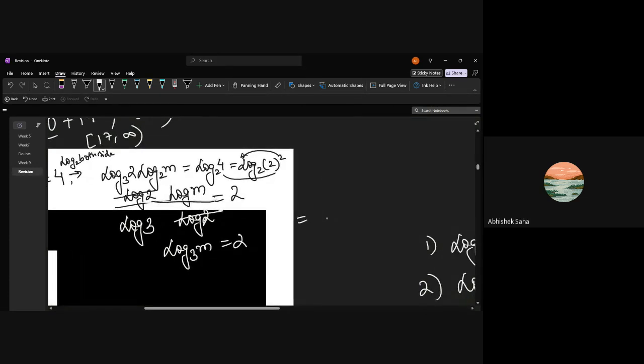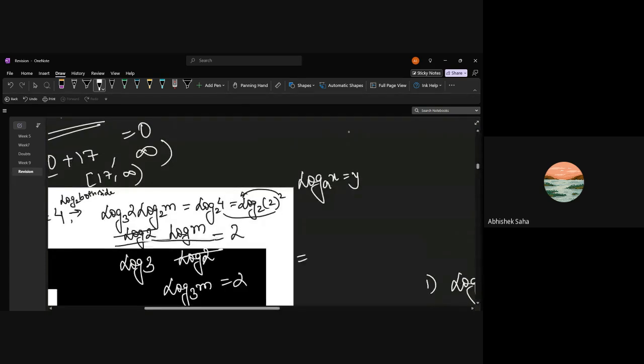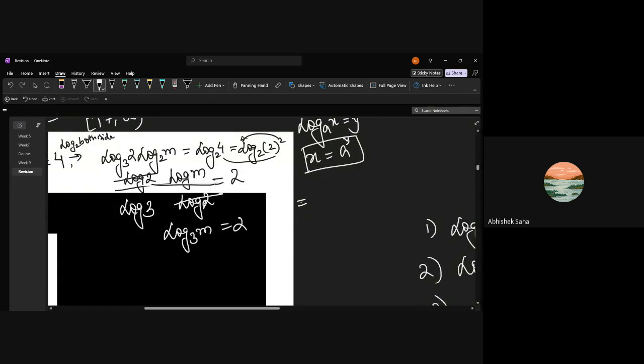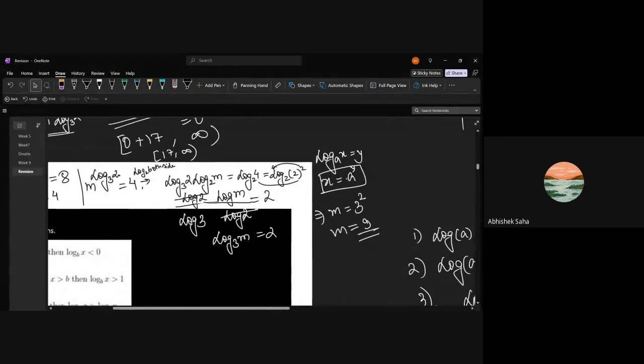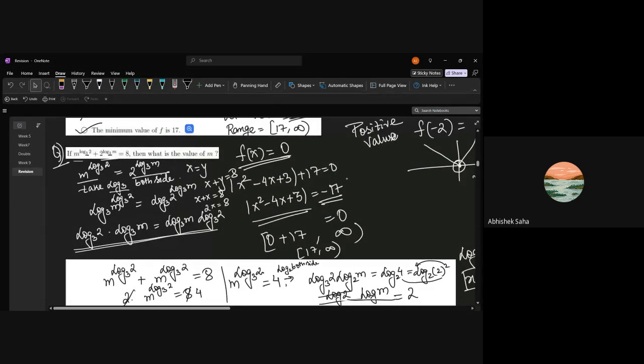Now we know the definition of log. Log base a of x is equal to y, that means x is equal to a to the power y, right? I am using this here. So here m is equal to 3 to the power 2, that is equal to 9. Now the value of m is 9. It is a little bit tricky, but if you watch the recording once again, you will get it. m is equal to 9 is the correct answer.